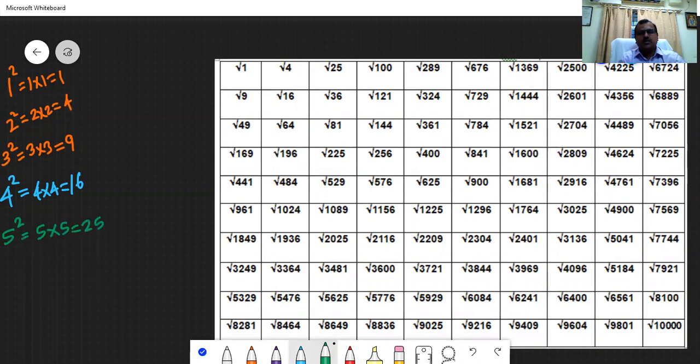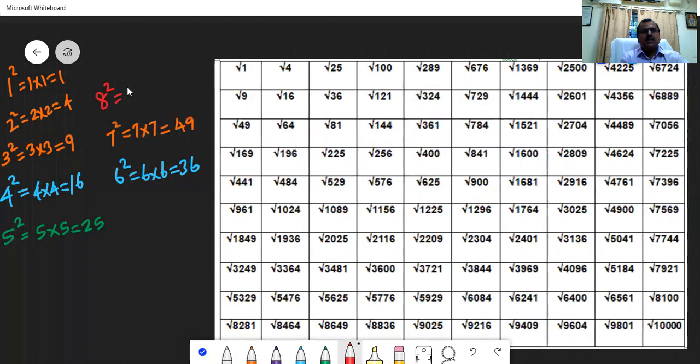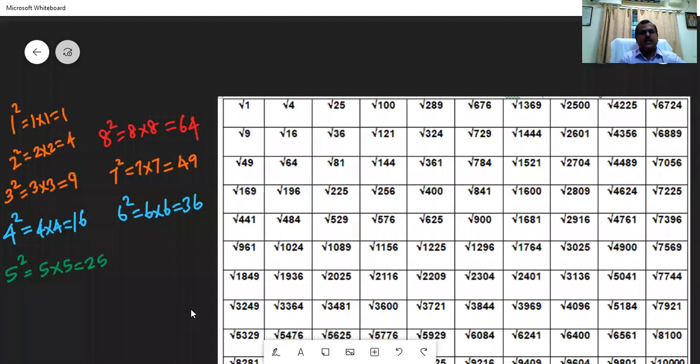Some of the students wrote the correct answer. And I want 6 square. What is 6 into 6? 36, correct answer. And 7 square, 7 into 7, 49. Yes. Now 8 square, 8 into 8. The answer becomes 64. Yes, you are correct.